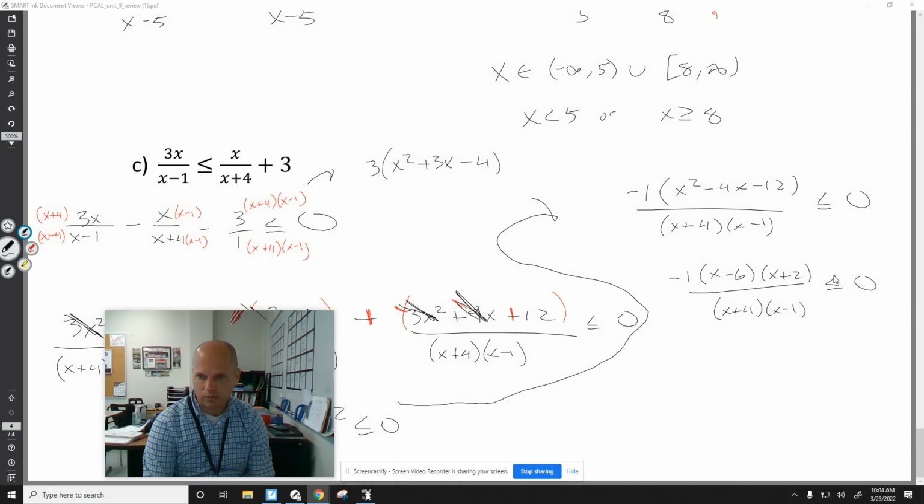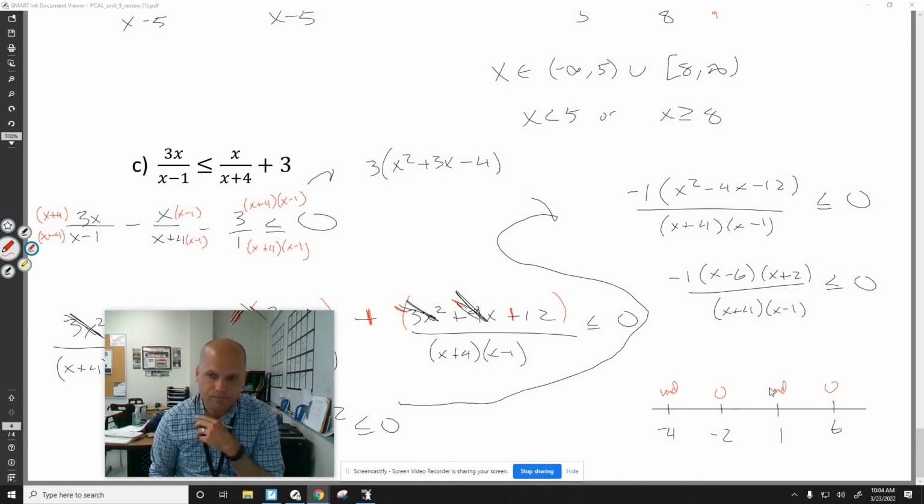When is this less than or equal to 0? Okay. We now have all of my zeros and all my undefines, all my possible sign change locations. I got positive 6, positive 1, negative 2, negative 4. Positive 6, negative 2 are zeros. It's when the numerator equals 0. Negative 4, positive 1 are my undefines. It's my asymptotes. It's when the denominator equals 0.